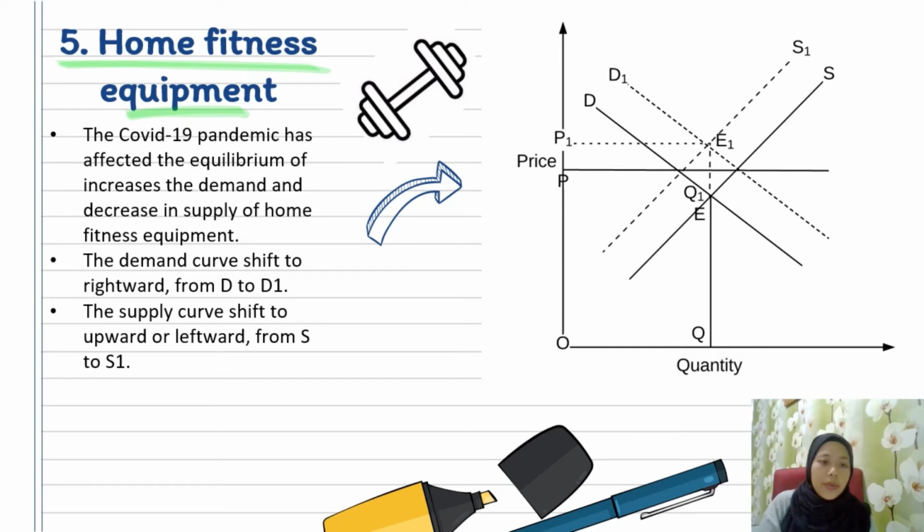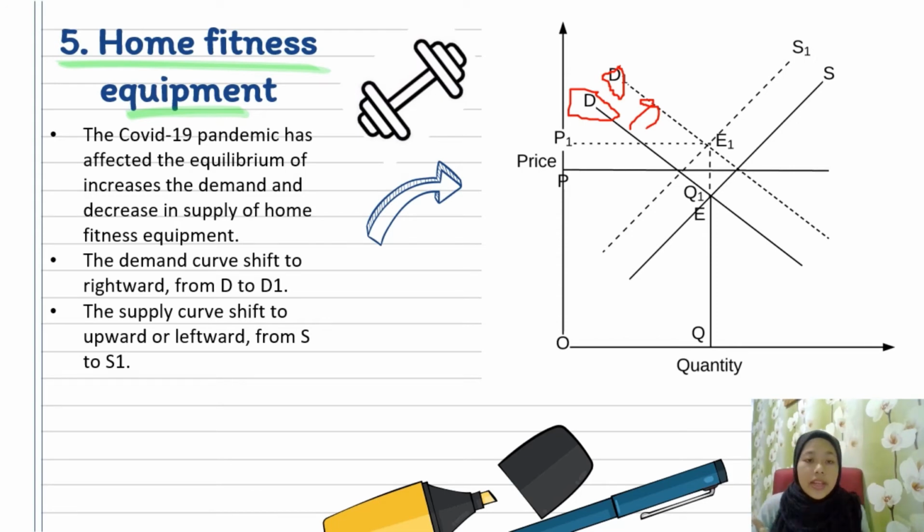The diagram shows the COVID-19 pandemic has affected the equilibrium, with an increase in the demand and a decrease in supply of fitness equipment. The demand curve shifts rightward from D to D1. Why does it shift from D to D1? It is because of the COVID-19 pandemic.